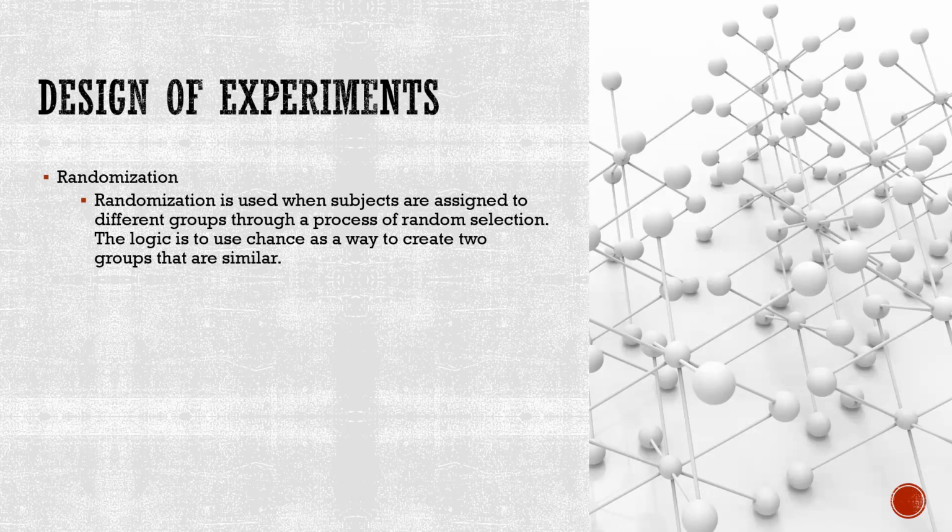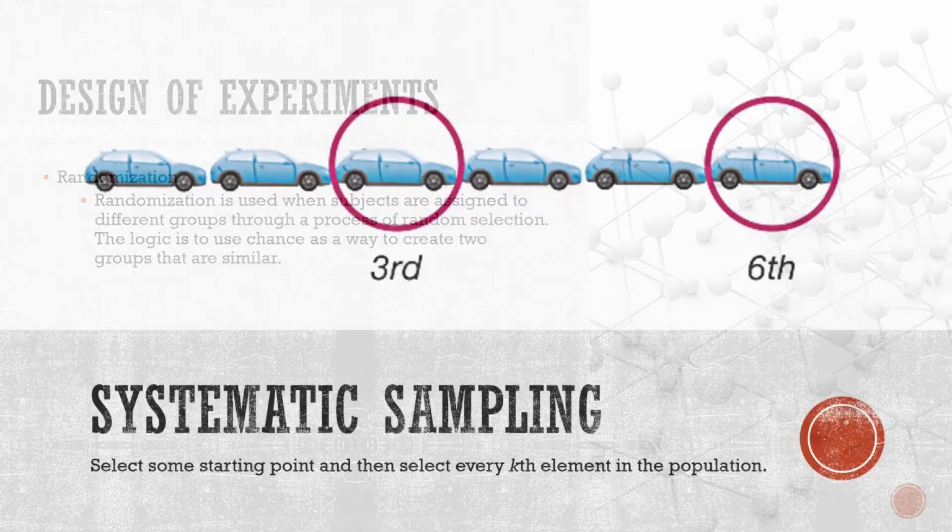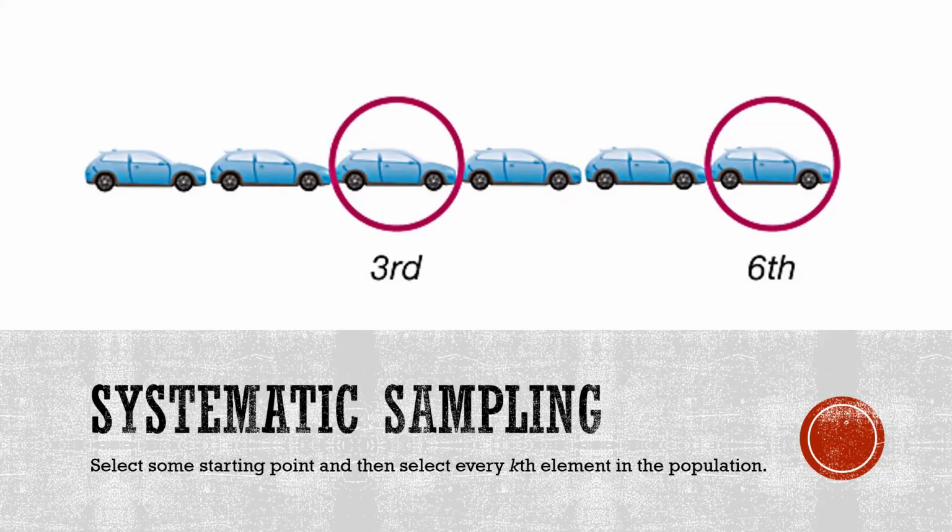So let me tell you some of the other ways that you can sample. And it's good to understand these because on the exam, I'll give you an example of how a sample was collected, and you'll have to identify which type of method was used. So one is systematic sampling. Systematic sampling means you have some sort of system that selects who is in your sample and who is not.